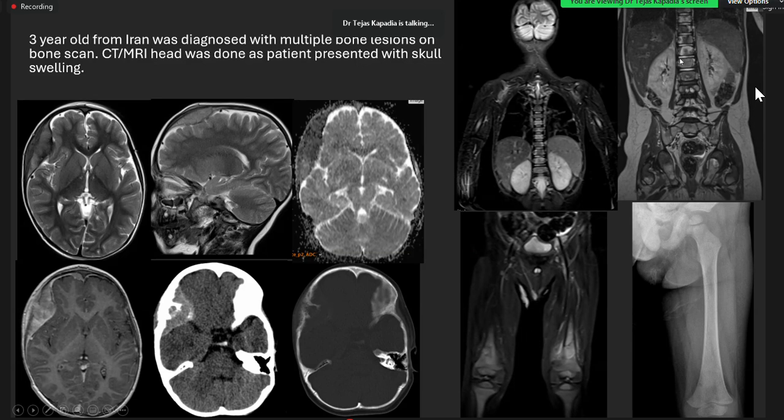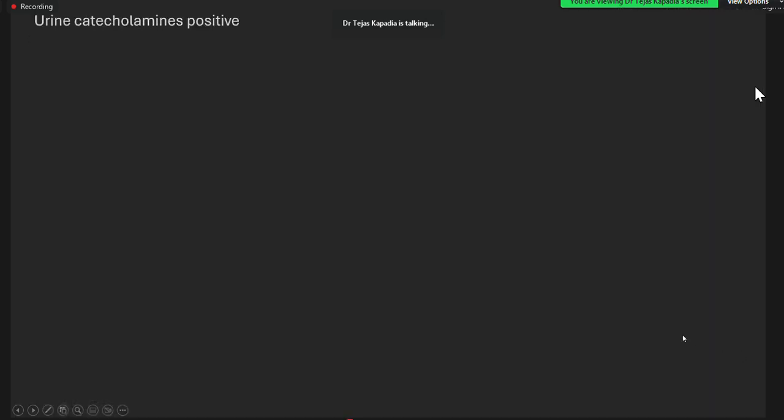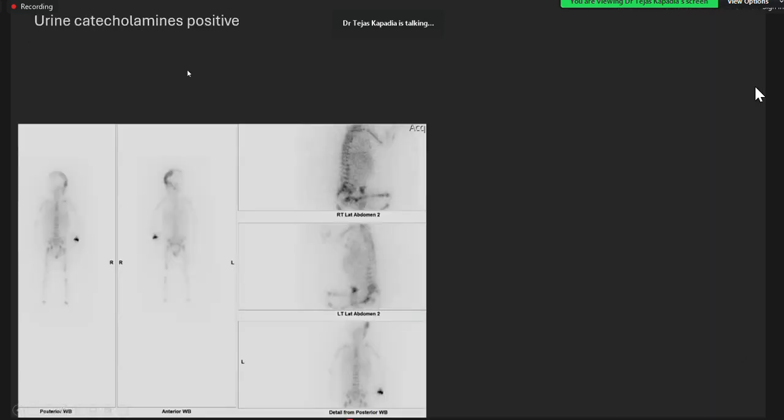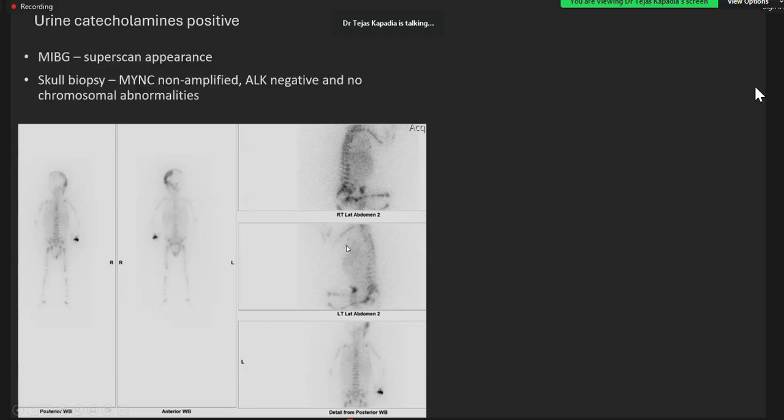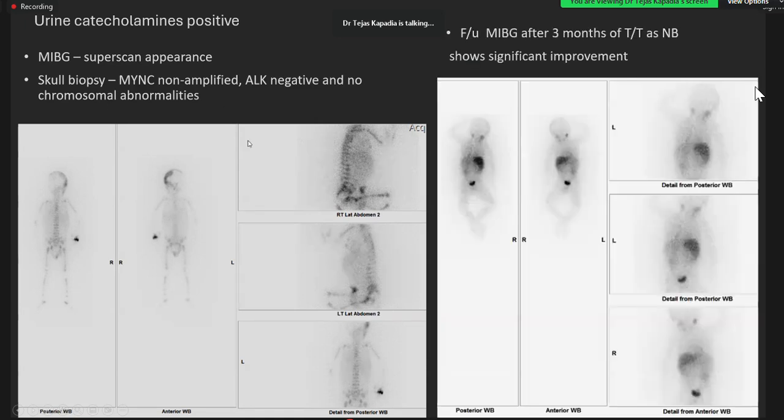We had seen multiple metastases in almost all the bones. Even on the X-ray, you could see this abnormal involvement of the bone. MIBG was done, which again showed this superscan-like appearance where there's no loss of normal physiological uptake, with extensive metastatic disease. The skull was biopsied; they were non-amplified, ALK negative, and had no chromosomal abnormalities.